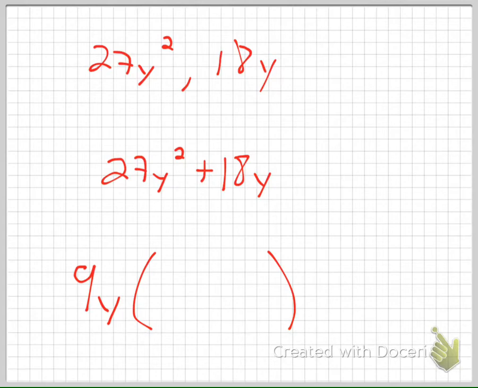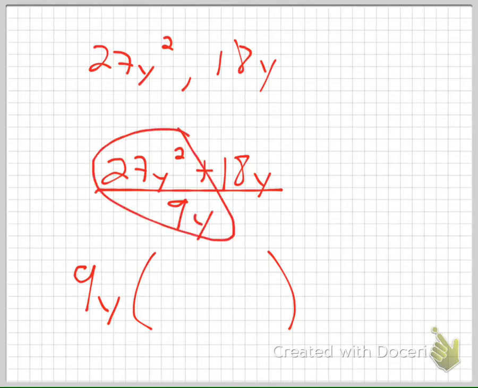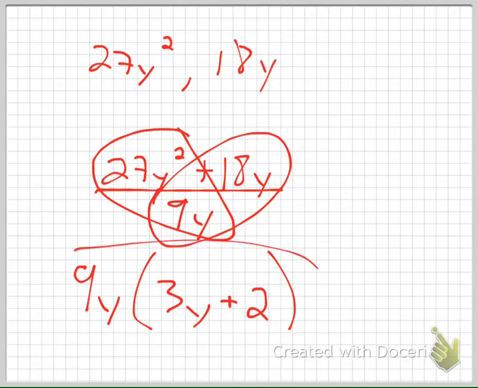And then you go up here and you divide it by 9y. What is 27y squared divided by 9y? 3y. What is 18y divided by 9y? Plus 2. And we're done. Okay, that's all there is to it.